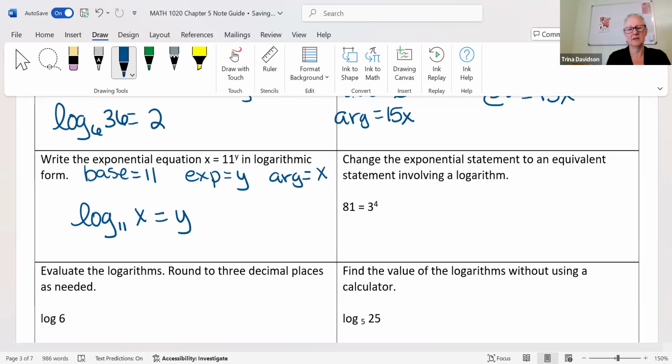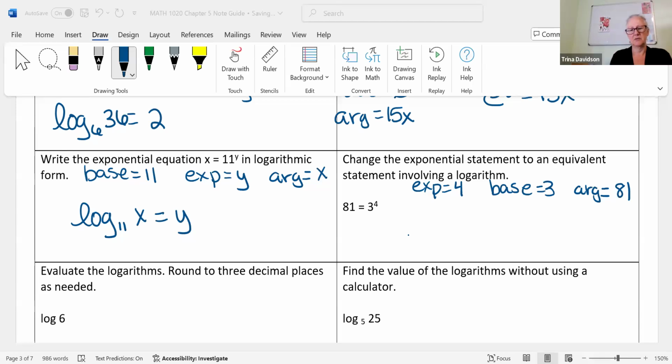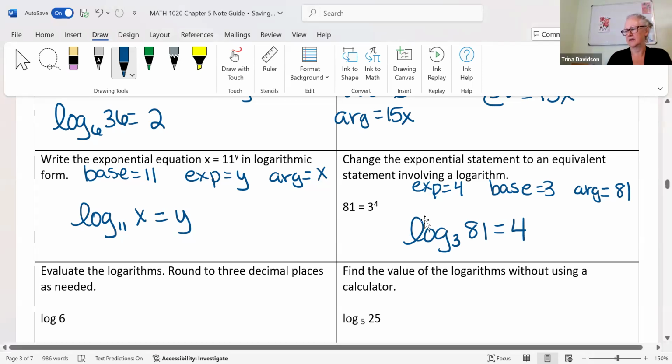All right, here our exponent is 4. The exponent is always on the base. So our base is 3. What we have left over is our argument, and that is the 8. So log base 3 of our argument is equal to the exponent. Log is equal to the exponent.